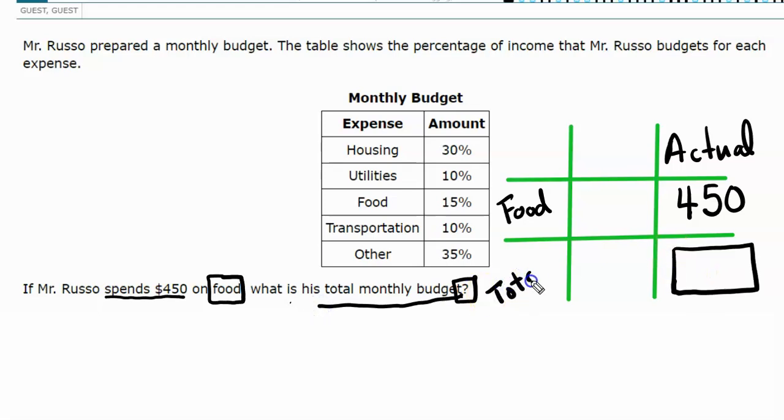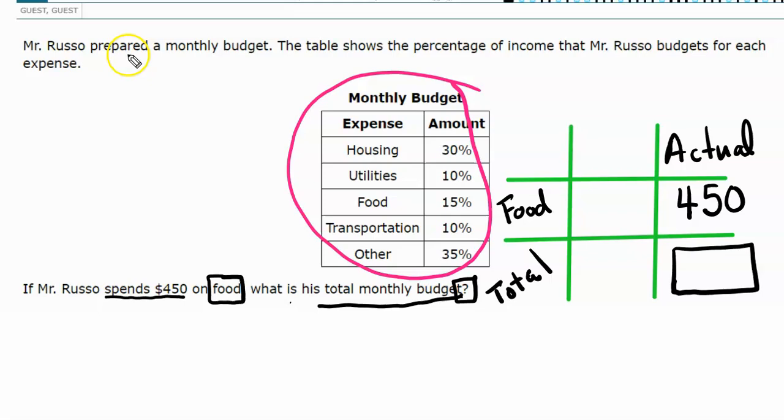But this is the reason we set up these proportion boxes. This helps us to understand the question. Again, Mr. Russo spends $450 on food. That's the actual amount he spends. We want to know what is his total budget. Let's look at the information. This information is shown right here.